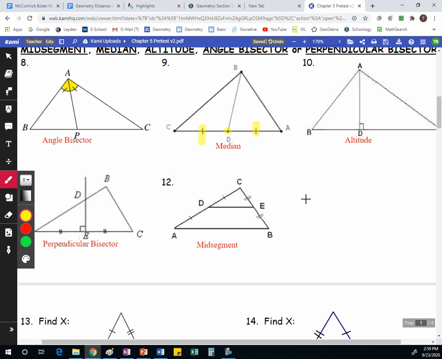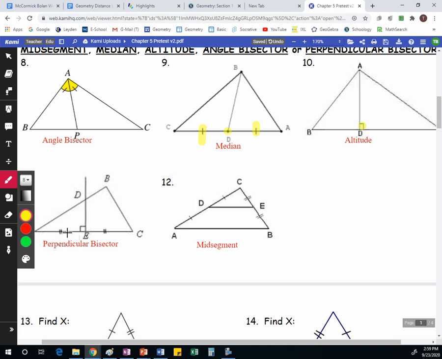Problem number 10, here we have a right angle. We have no sides cut in half, no angles cut in half, just a right angle and a segment that joins one side to the opposite vertex. That's our definition for an altitude. In problem number 11, we have a right angle, that's the word perpendicular, and the sides cut in half, that's a bisector, so perpendicular bisector.